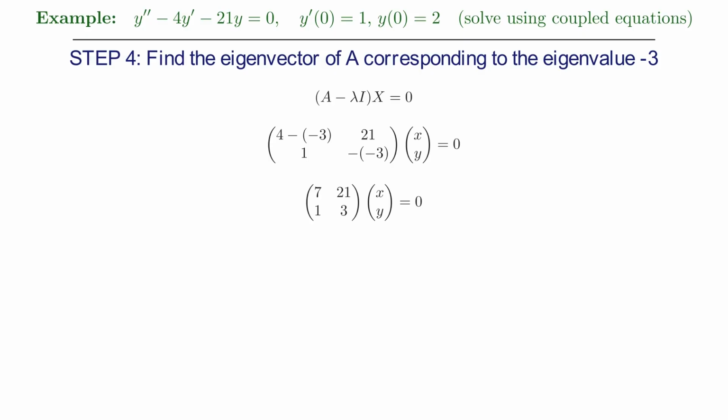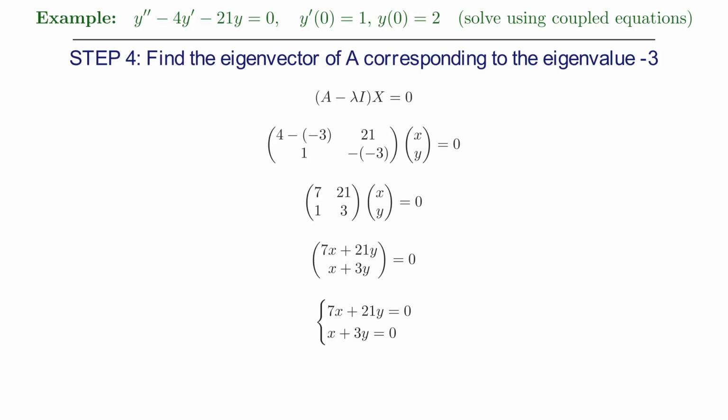So doing matrix multiplication, we multiply the first row by that column (x, y) to get 7x + 21y. And then we also multiply that second row by the column (x, y), and this gives us x + 3y, and both of these are equal to 0. So we get a pair of simultaneous equations: 7x + 21y = 0, and x + 3y = 0.